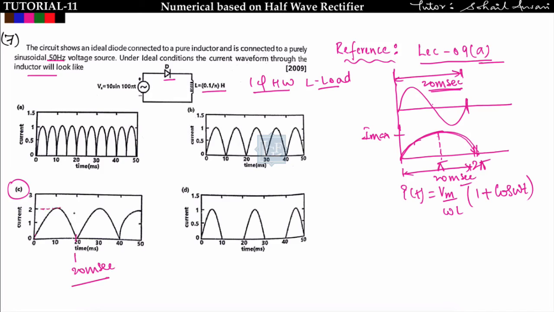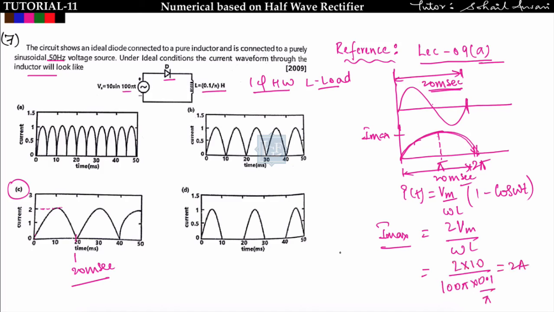Now you can find the maximum current also. Maximum current I was getting at omega t is equal to pi. The current i(t) will be Vm upon omega L into (1 minus cos omega t). Now put omega t is equal to pi in order to get the maximum current. You will get maximum current equal to 2 Vm upon omega L. Put omega is equal to 100 pi, L is equal to 0.1 upon pi, and Vm is equal to 10. You will get 2 ampere. So maximum current I was getting is 2 ampere, so option C is correct.